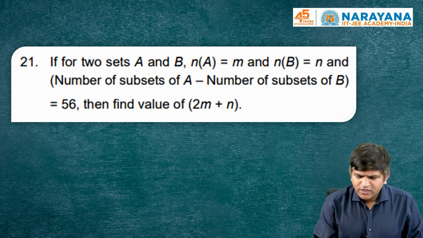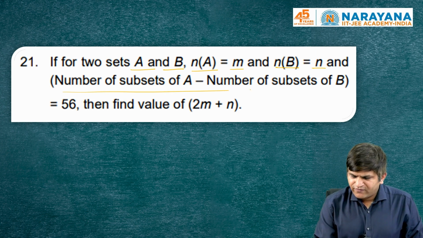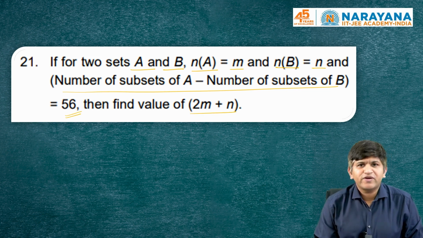So in this problem, two sets are given, A and B. The number of elements in set A is m, and the number of elements in set B is n. The difference in their number of subsets is 56. We have to find the values of m and n, and then evaluate 2m plus n.